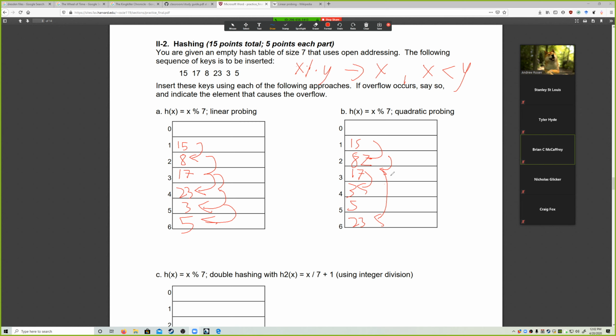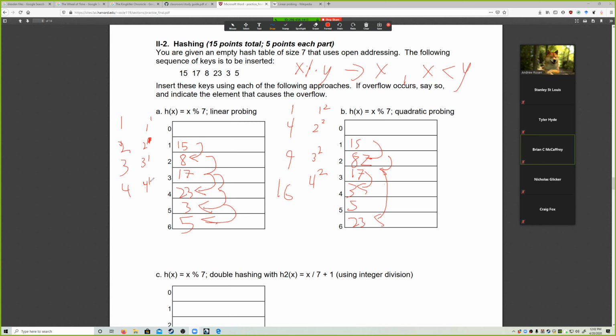That makes sense for quadratic probing? Quadratic probing is the next available space, where the next available space is defined as 1 away, then 4 away from the original space, then 9 away, and then 16 away. 1 squared, 2 squared, 3 squared, 4 squared steps. Whereas for linear probing, it was 1 away, 2 away, 3 away, 4 away, which was 1 to the 1, 2 to the 1, 3 to the 1, and 4 to the 1. That's how far away those things were.